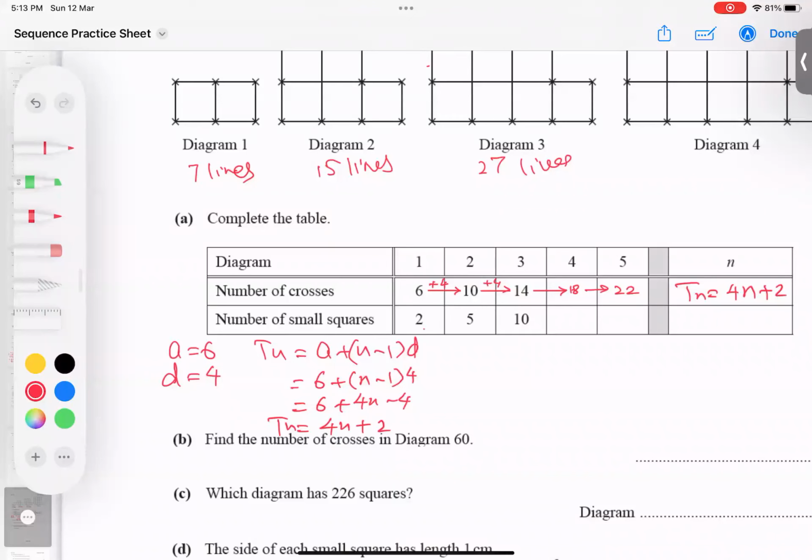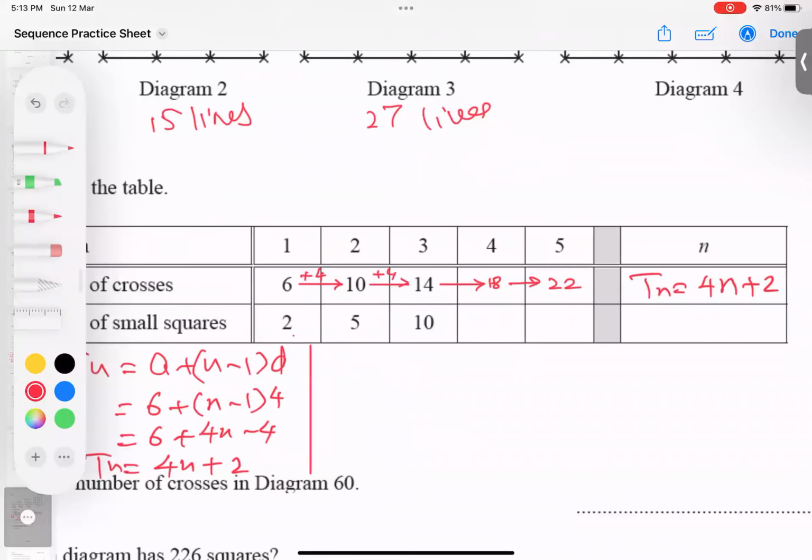Okay, and after that, how to do the next part? Next part is this one: 2, 5, 10, then dot. Okay, I think we can have an idea. This is plus 3, okay, plus 3 comes. This is plus 5 comes.